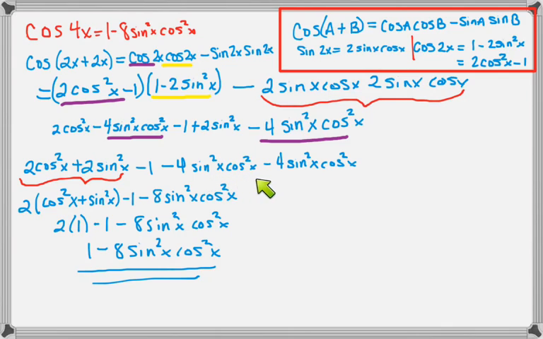Here you have the 2 same parts. So if I add those together, negative 4 and negative 4 is negative 8. That was great because that's what I remember from up top. There's my negative 8. So I come down and I bring all this together. 2 minus 1 would be 1. And then minus the 8 sine squared x cosine squared x.